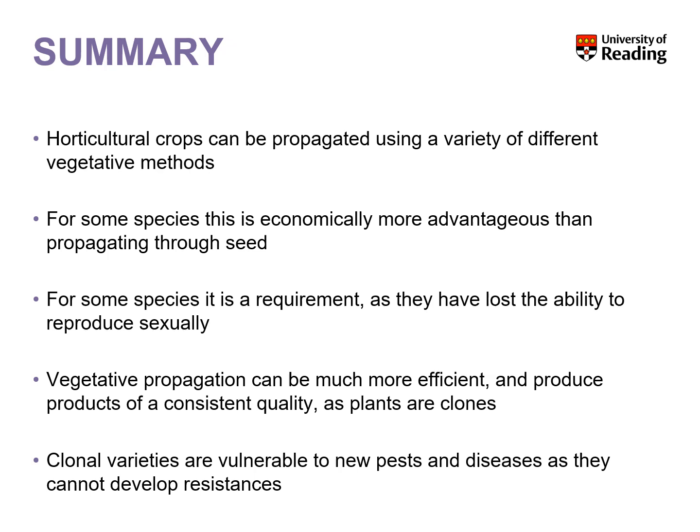So in summary, horticultural crops can be propagated using a variety of different vegetative methods. For some species this is economically more advantageous than propagating through seed. For some species it's a requirement as they've lost the ability to reproduce sexually. Vegetative propagation can be much more efficient and can produce products of a more consistent quality, as every plant is essentially a clone and genetically identical to the others. Clonal varieties are vulnerable to pests and diseases and disease transmission, and they cannot develop new resistances.